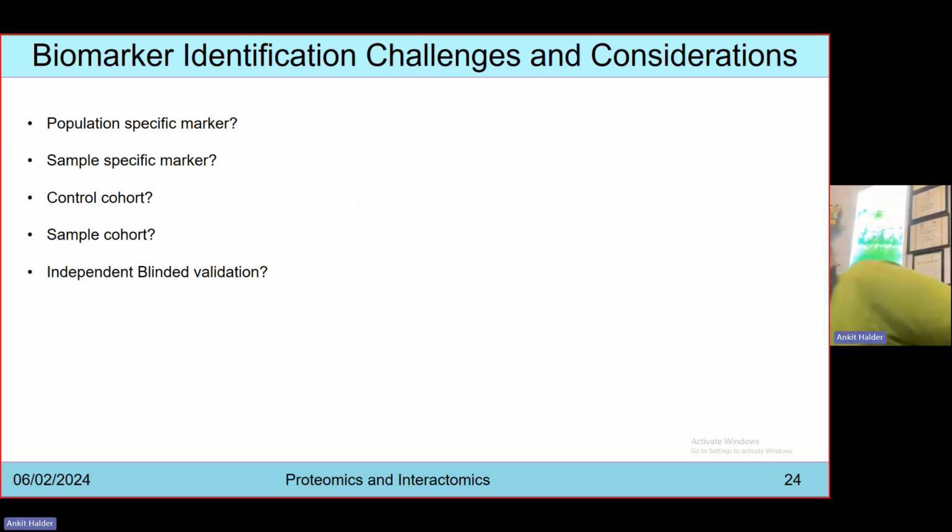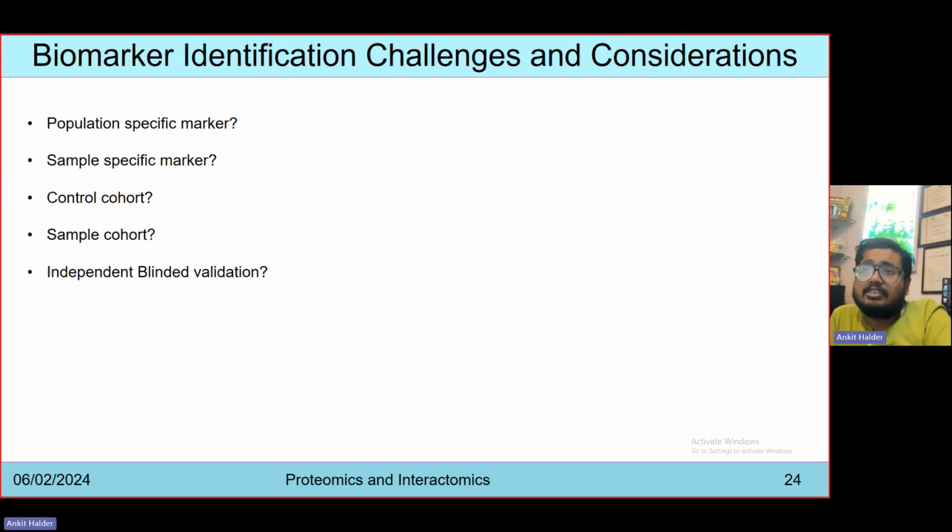Now, as I mentioned, we have gone to biomarkers, but biomarkers are not something which we can just define on the basis of certain characteristics which we have looked upon and identified. There still remain different questions in the context of biomarker identification challenges.